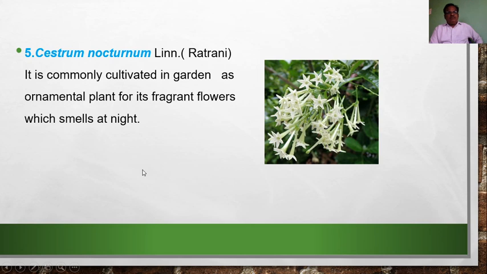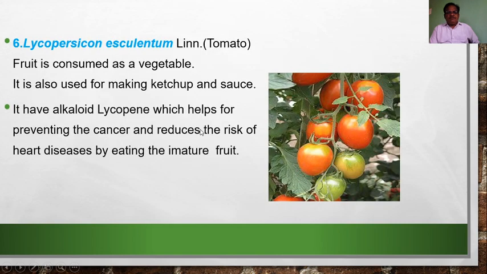Then one plant which is known as Ratrani, Cestrum nocturnum. In Marathi it is known as Ratrani. So it is cultivated in gardens for its beautiful and fragrant flowers which smell at night. So it is known as Ratrani, which has beautiful flowers that smell at night. And this plant is a member of the family Solanaceae.